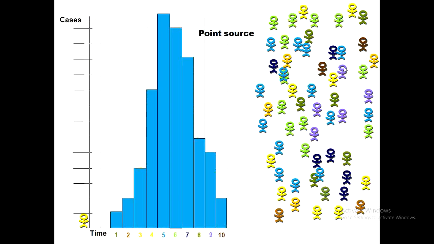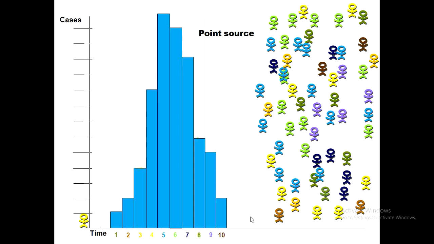a single exposure epidemic. In a point source epidemic, there is a sharp increase in cases. As you can see, there is a sharp increase in cases. The cases reach the maximum and then they start declining, and within a short period of time they decline and there is no more case in the community. An example of the point source epidemic can be exposure to contaminated food.